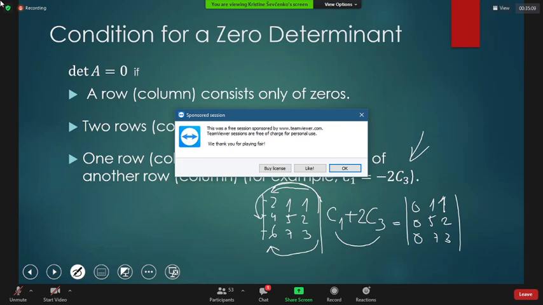So we see again, if I have this property, I can use column 3 to make all zeros in column 1. And so the determinant is equal to 0.